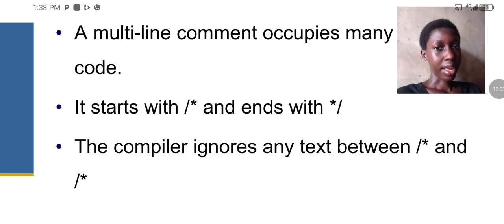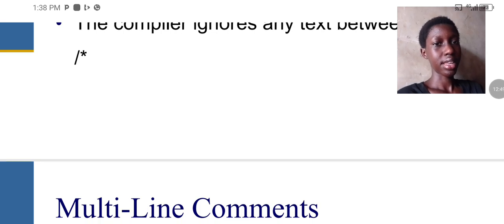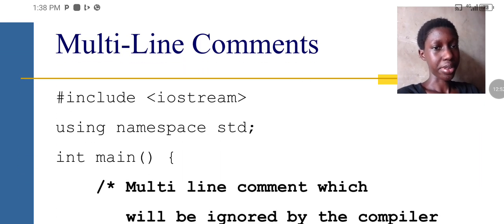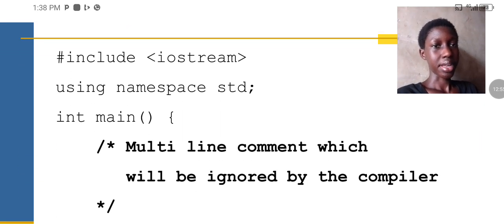And as I said, the compiler ignores any text between these comment symbols, the slash and the asterisk and the asterisk and the slash. So it ignores anything inside or between the comments. There's also a C++ program of a multi-line comment, right? So the multi-line comments, which will be ignored by the compiler, are inside these comment symbols.